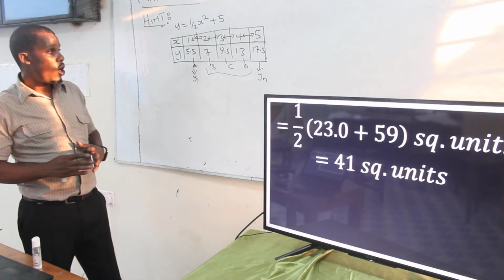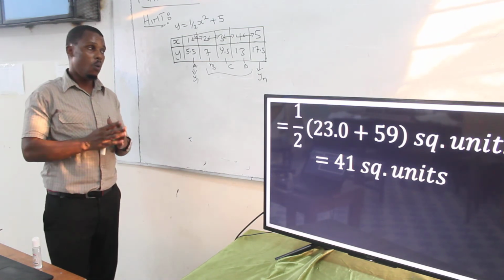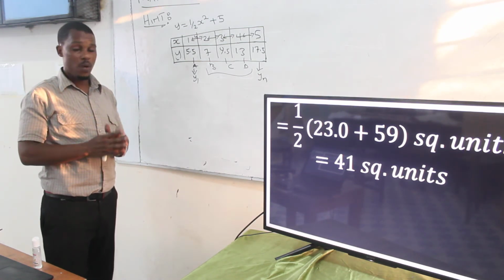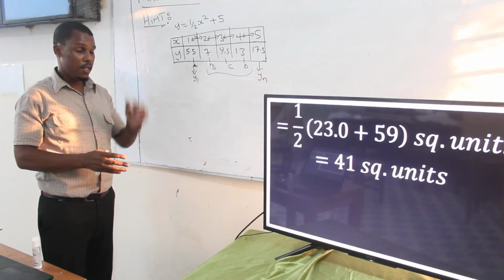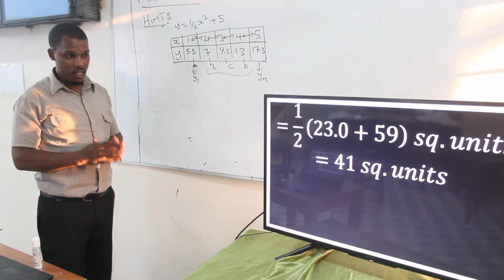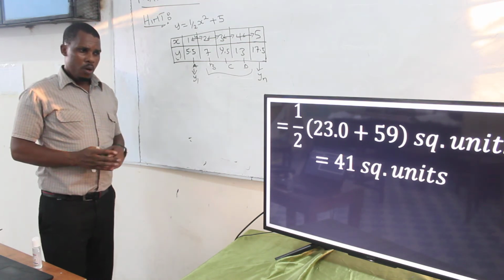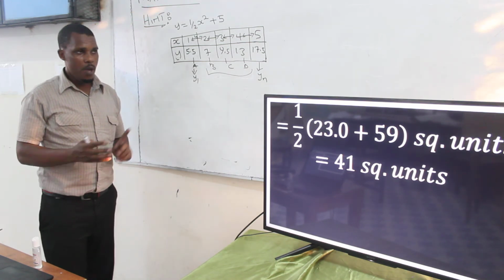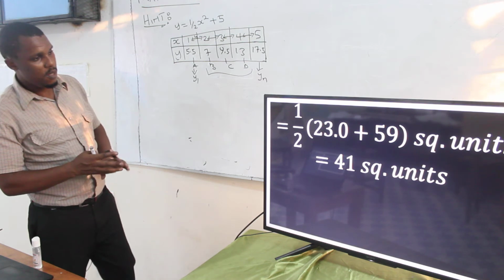That every time you should be able to identify your Y1, and first of all understand the question. And when you understand the question, then you're not going to have any problem on that issue. So that is about the trapezium rule. We are through with our second rule of approximating the area.